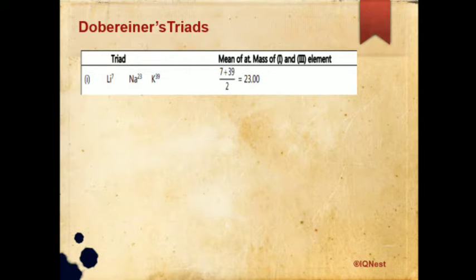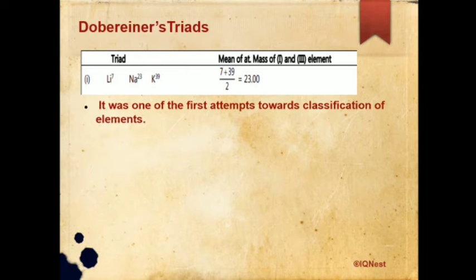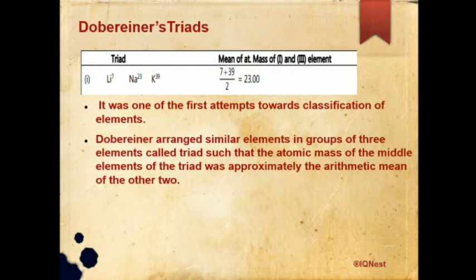The next topic is Dobereiner's triad. You can see the picture which depicts the triad and also the calculation for the triad. So we'll see in detail what triads are and what their importance is. The first point is Dobereiner's triads were one of the first attempts towards the classification of elements. Dobereiner arranged similar elements in groups of 3 elements called a triad, such that the atomic mass of the middle element of the triad was approximately the arithmetic mean of the other 2.